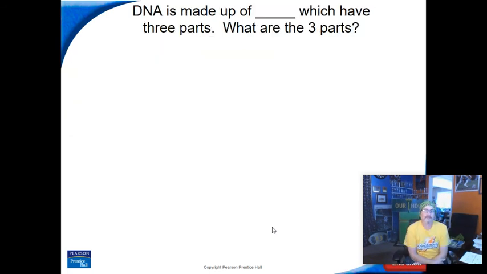DNA is made up of what? And what are these things made up of? If you can't remember, take a look back at number 16 and number 17 in your notes. That's why I number them, so it's easy for you to go look up these answers. Looking them up, reading them helps you memorize. Yeah, so DNA is made up of nucleotides. Those are the monomers that make up the polymer DNA. And nucleotides have three parts: sugar, deoxyribose, phosphate group, nitrogen base.